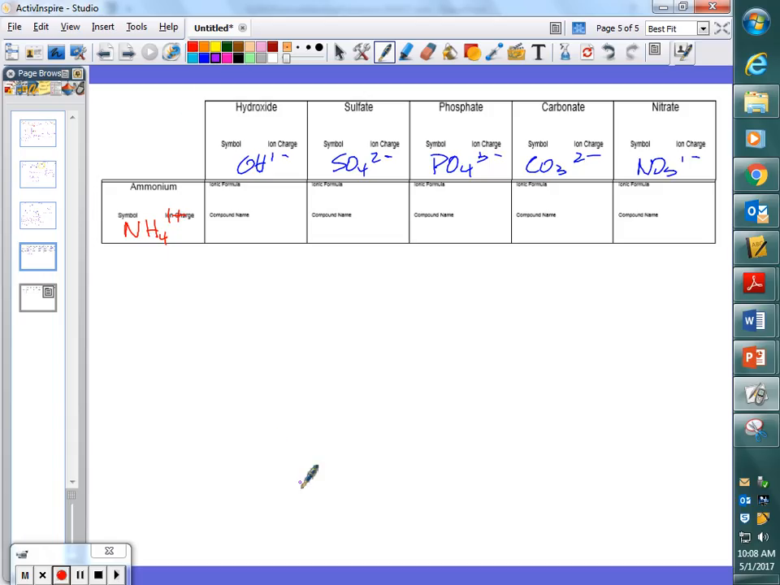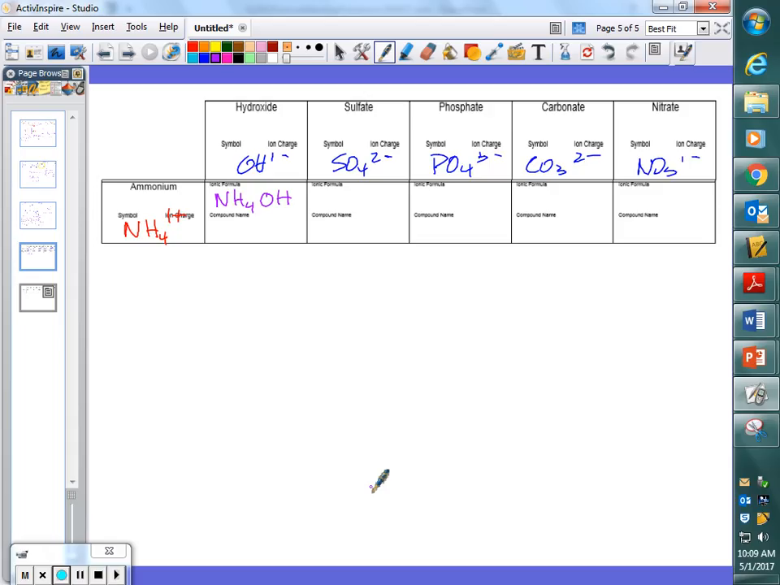Yep. All right. So when we make the formula, it's still cation first, anion second. It just so happens that the cation in this case is polyatomic. Ammonium has to give away 1 electron to get its positive charge. Hydroxide has to pick up 1 electron to get its negative charge. So what's the ratio going to be between ammonium and hydroxide? Does that make sense that it's just a 1-to-1 ratio? So, cation first, NH4. Anion second, OH.